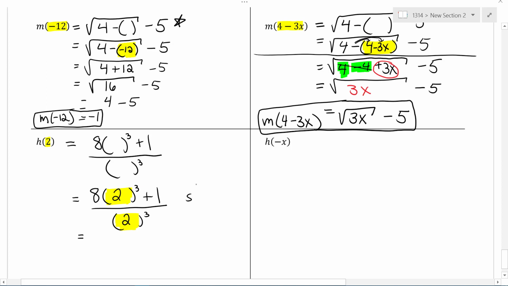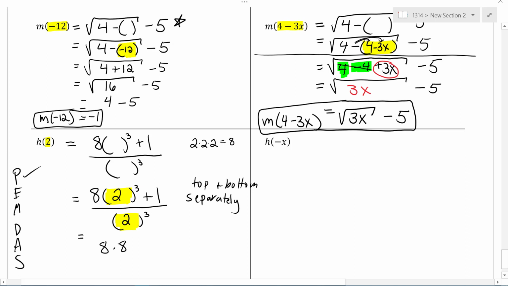And remember that we simplify the top and the bottom separately. Alright, so we have to do order of operations at the top, PEMDAS. Okay, there's nothing to do within the parentheses at the top. I do have an exponent though. What is 2 cubed? That's 2 times 2 times 2. If I write that 2 out 3 times, multiplied times itself, I get 8. So that part gives me 8.